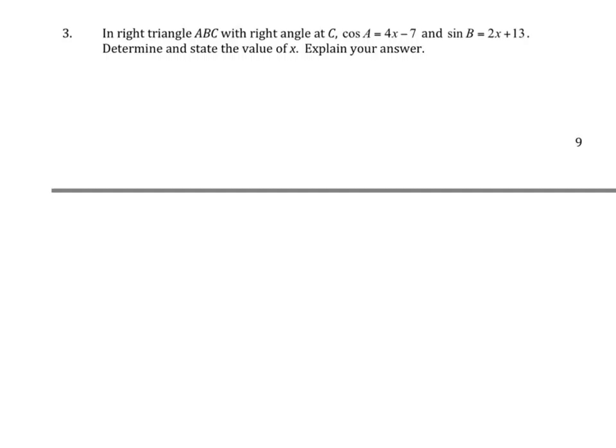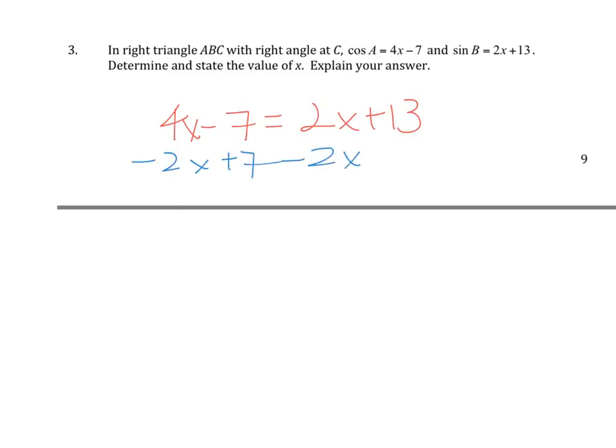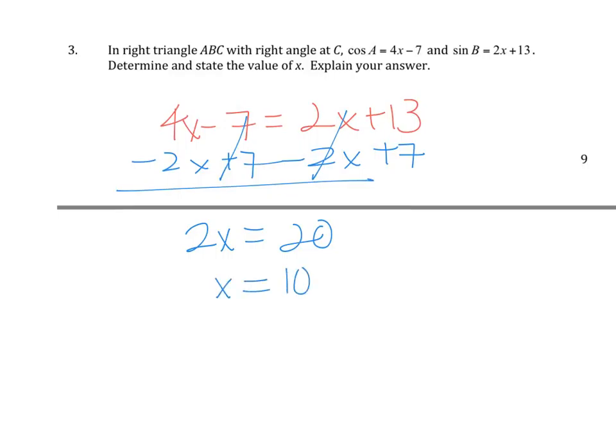Okay, in right triangle ABC with right angle at C, cosine of A is equal to 4x minus 7, and sine of B is equal to 2x plus 13. Determine and state the value of x. Explain your answer. Since cosine of A and sine of B are equal, because they're cofunctions, I'm going to take 4x minus 7 and set it equal to 2x plus 13. I'm going to solve for x. So I'm going to subtract that 2x and add the 7 to both sides, in which case I get 2x is equal to 20. Divide out the 2 and get x is equal to 10.